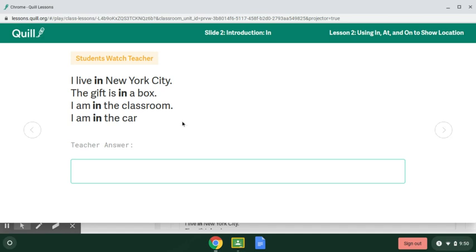Finally, we would use in when we're talking about small vehicles. So remember, small vehicles. So that would be like a car or a taxi. I am in the car. I am in the taxi.